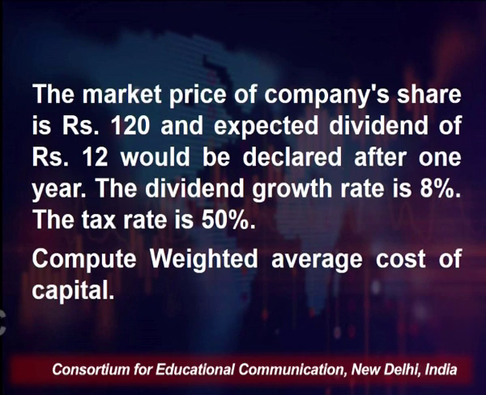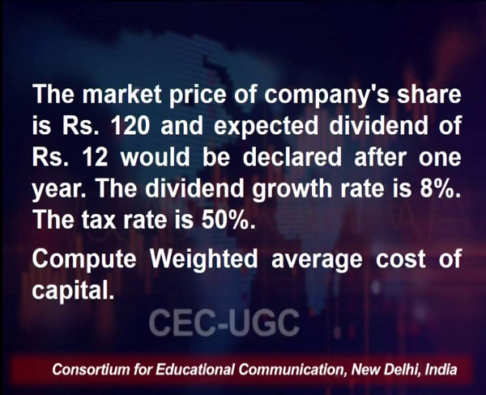Now, the market price of the company's share is rupees 120 and the expected dividend is rupees 12, which will be declared after 1 year. That means this is the value of D1. The dividend growth rate is 8%, our G. The tax rate is 50%. Now, with this information, we need to calculate the weighted average cost of capital.